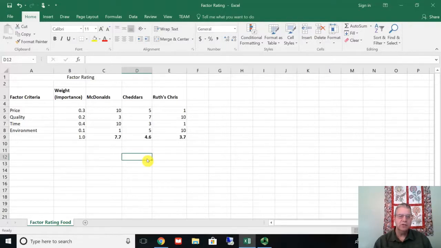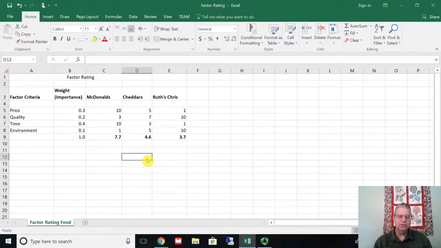One thing, just because we change the weights, the scores don't change. McDonald's is a 10 in terms of price, no matter what. They're always the low cost or low price provider. So they're a 10. Whether that's important to me or not, they're still a 10.